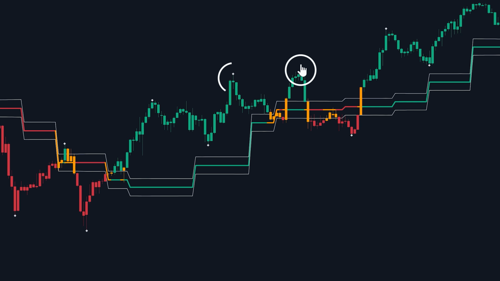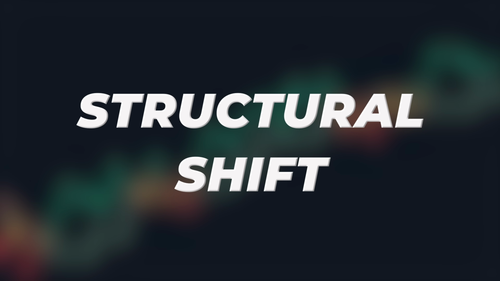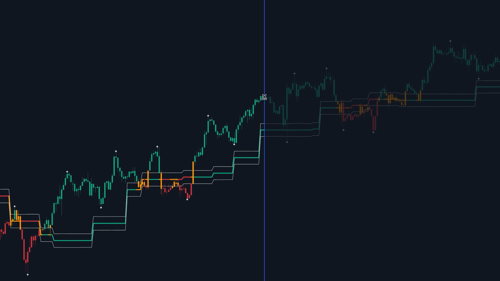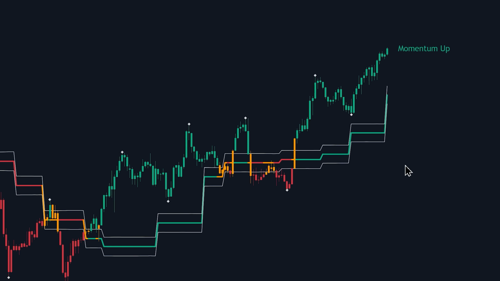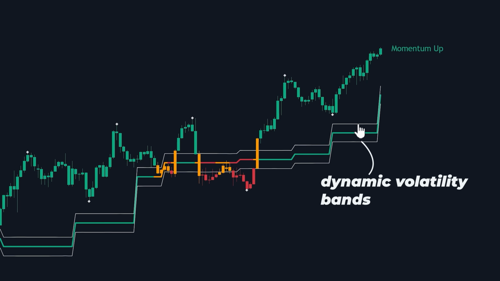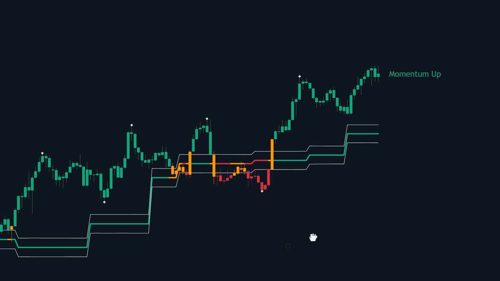It isn't just reacting to every little price move. It waits for a genuine structural shift before it updates, which is how it avoids a ton of that lag and noise. Wrapped around this core midline are two dynamic volatility bands. These bands are calculated using the average true range, or ATR, so they get wider when the market is volatile and tighter when the market gets quiet.